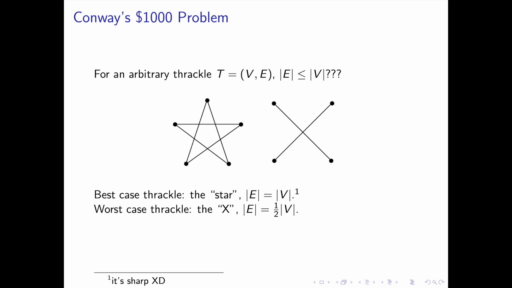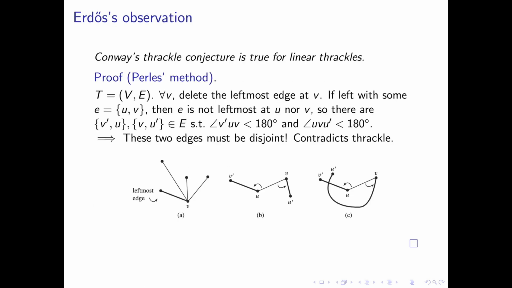The bound is sharp. It has been proven that every cycle graph except for C4 has a thrackle embedding with the same number of edges and vertices. The star on the left is an example of this. The X is an example of the worst case thrackle. There are twice as many vertices as edges. Every edge is disconnected. Paul Erdős is a late Hungarian mathematician who made some progress on the conjecture by proving it for linear thrackles. He observed that the number of edges is less than or equal to the number of vertices for thrackles where every edge is a straight line.